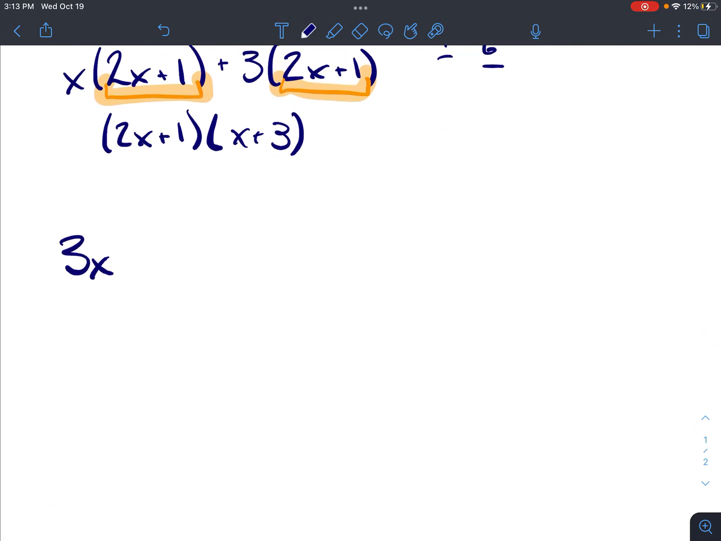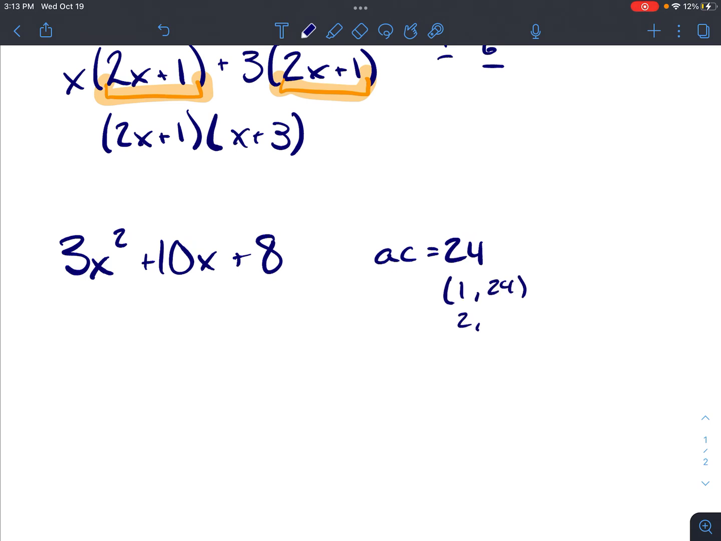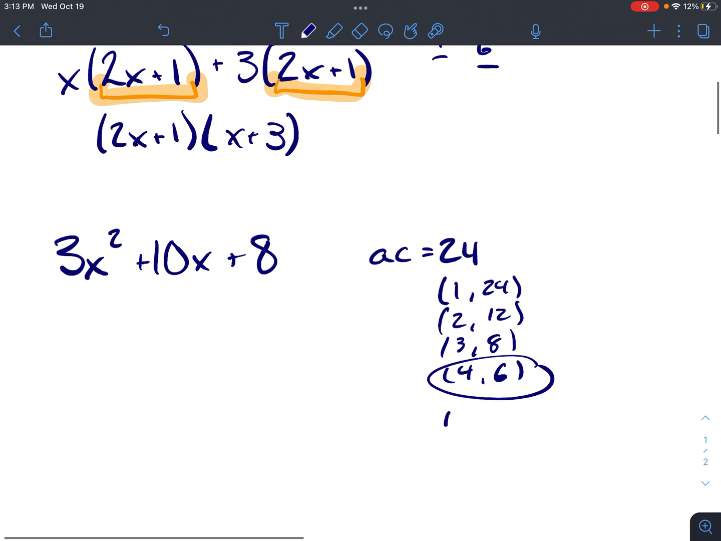So we're going to go 3x squared plus 10x plus 8. Now we multiply a times c, so ac is equal to 24. Think of the factors of 24 that add up to 10. So we've got 1 and 24, 2 and 12, 3 and 8, and then 4 and 6. These are the factors, and the pair that adds up to 10 is 4 and 6. So in some way, shape, or form, I'm going to have a 4x and a 6x.